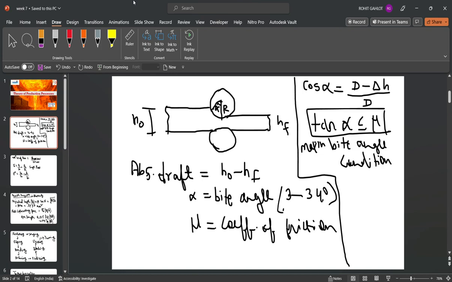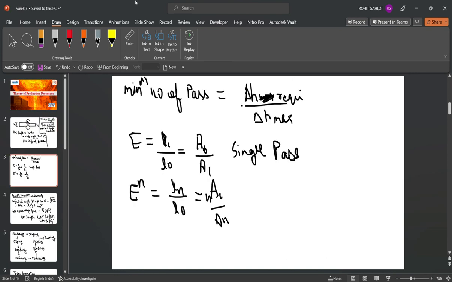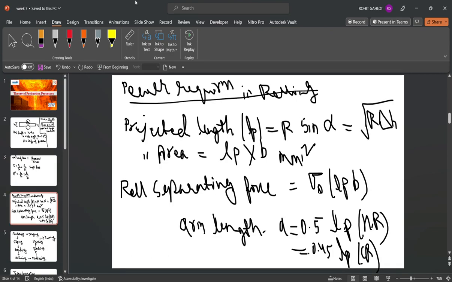Then we wrote cos alpha as D minus delta s over D. Then tan alpha should be less than or equal to nu, and then we found the maximum bite angle condition. After that, I wrote the different formulas, like for the minimum number of passes, which can be calculated as the ratio of delta h required by delta h maximum. Then the elongation formula or elongation ratio for single pass and for n passes.